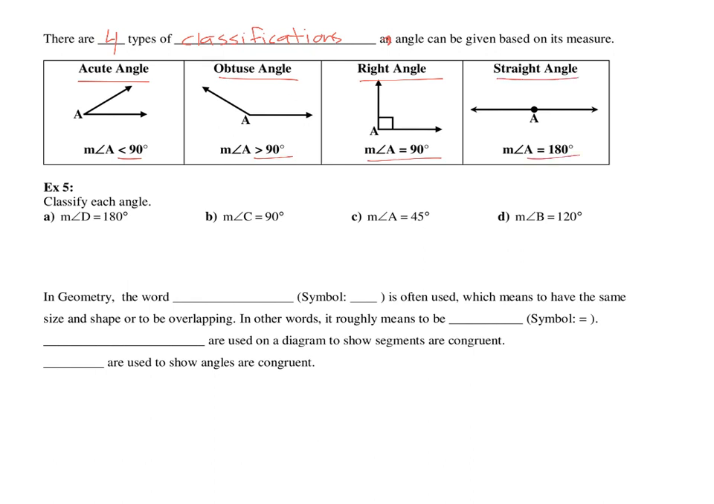So classify each angle. This would be a straight angle. This would be a right angle. This is less than 90, so this would be an acute angle. And this is greater than 90, so this would be an obtuse angle.